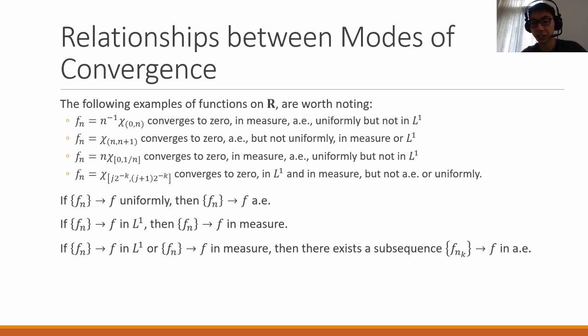Finally, here are some relationships between the different modes of convergence. Of course, convergence uniformly implies convergence almost everywhere, but convergence in L1 also implies convergence in measure, and most importantly, if a sequence converges to f in L1 or in measure, then we can find a subsequence that converges to f almost everywhere.